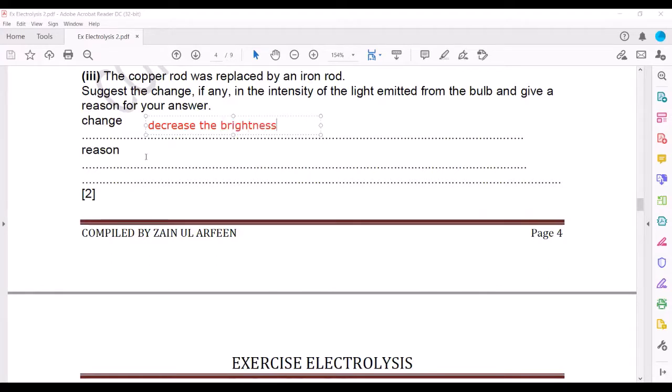And the reason is that there is a smaller difference in reactivity of zinc and iron.